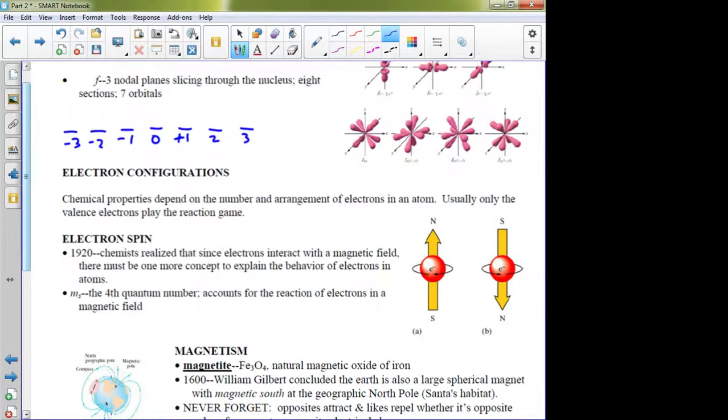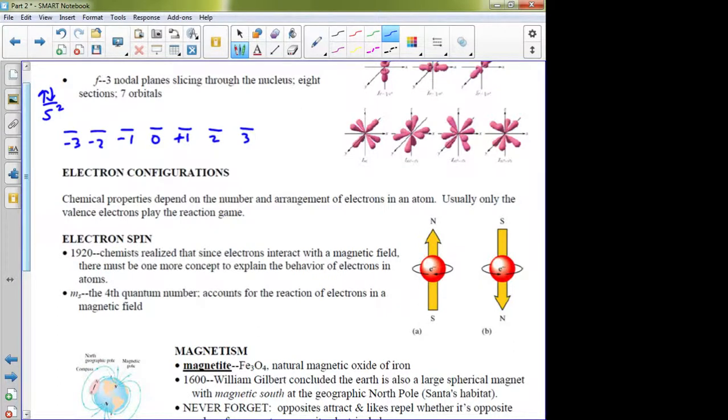How many orientations of S can I have? 1. How many different ways can I orientate a sphere? Just 1, right? It's just a ball. No matter which way I turn it, it's still the same direction, correct? Because it's a sphere. So in S, I can only have 1 orientation. How many electrons can I fit in an S orbital? 2. So I can only fit 2. 1, 2 is the maximum I can fit in there.